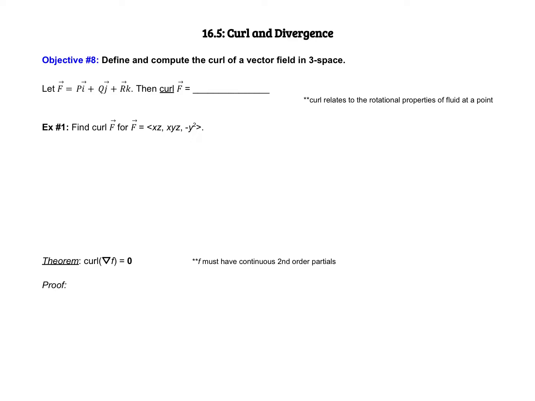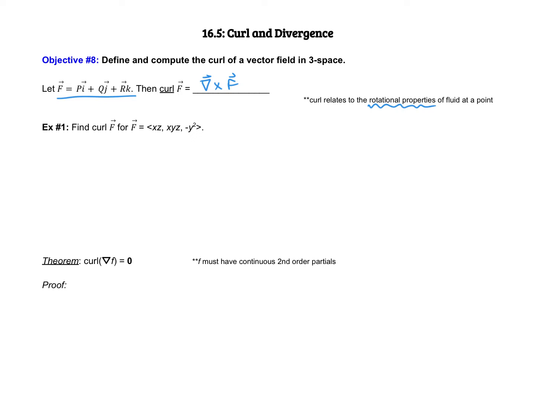So let's start with, let F be some vector field, defined by a function with an i component, j component, and k component. Then the curl of F is going to be the gradient operator crossed with F. You'll see what I mean when we do this first example. What is curl? Well, curl relates to the rotational properties of a fluid at a point. Now, quick note, if we're taking two vectors and crossing them, that should show us that curl is going to give us a vector. So let's see this in action.